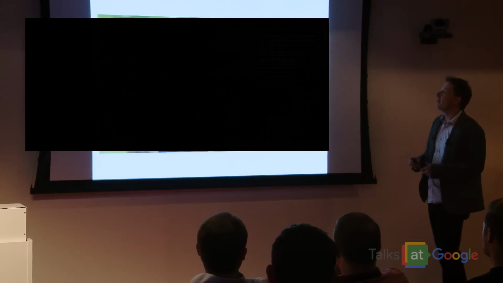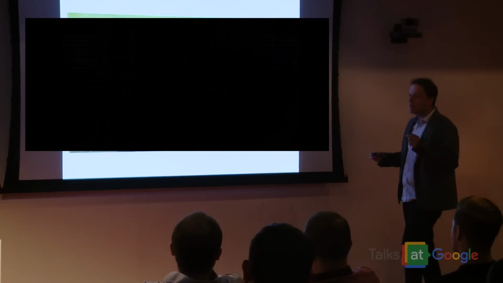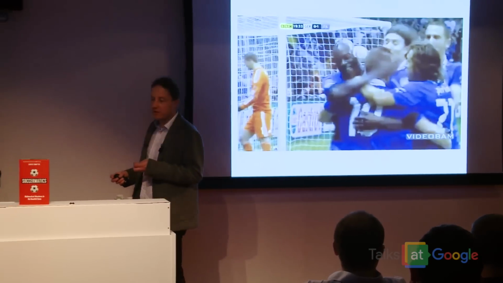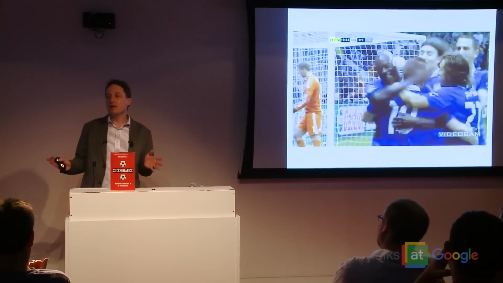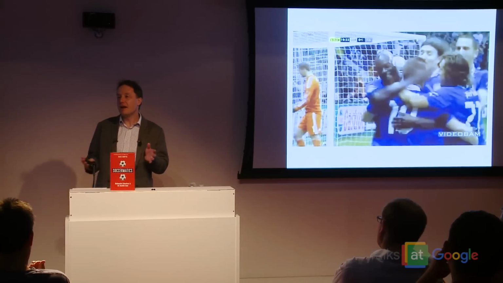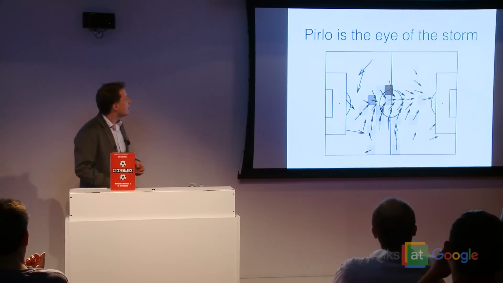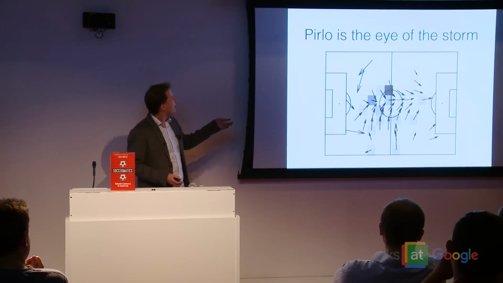This was the semi-final of the Euro 2012. And that's really Pirlo's mode of operation. He was one of the key players in that game. Time and time again, he was in the middle of the field, standing there and then putting out these passes in different directions. And what I can do is I can produce this same type of flow field for Pirlo.